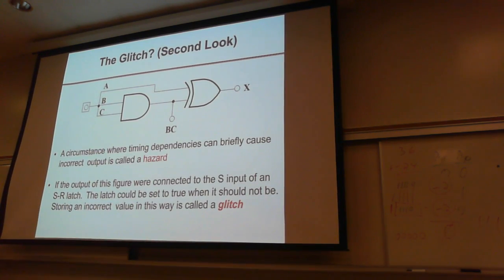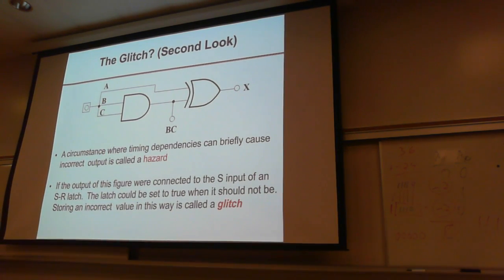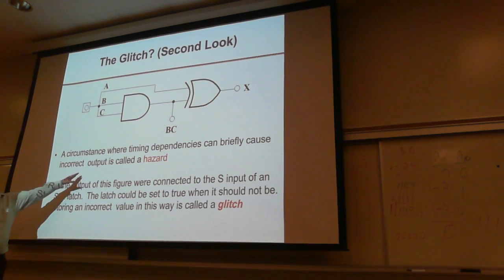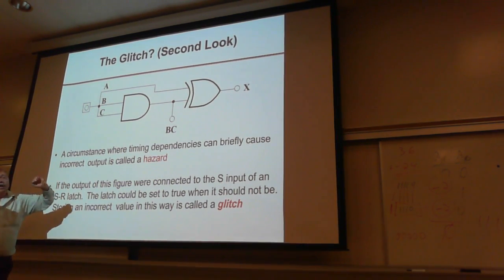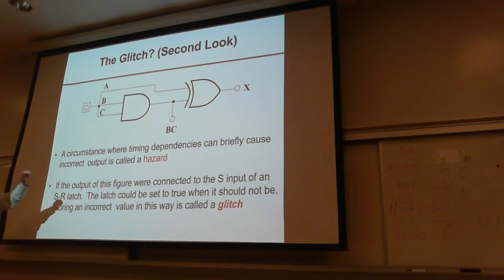So if you're worried about instantaneous changes in values and their results, then in this particular design, you have a hazard condition. You have the potential for an error because for a brief period of time, X is going to generate an incorrect result. Okay? That's what we call a glitch.